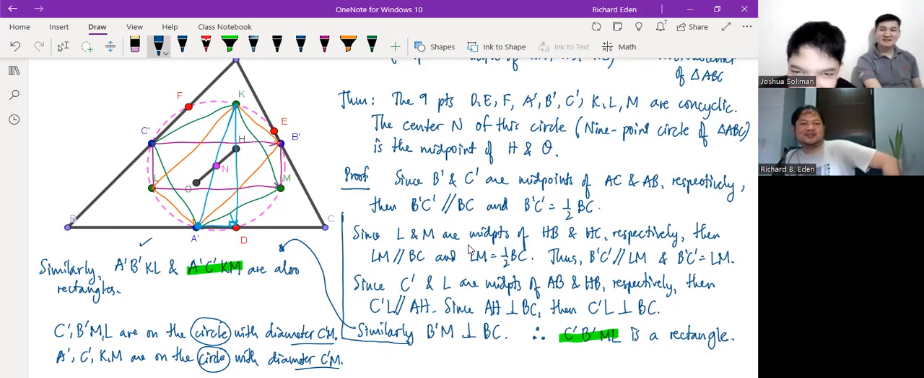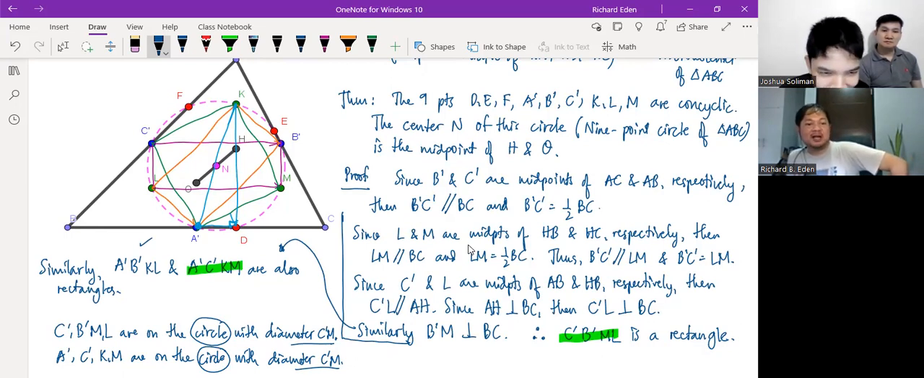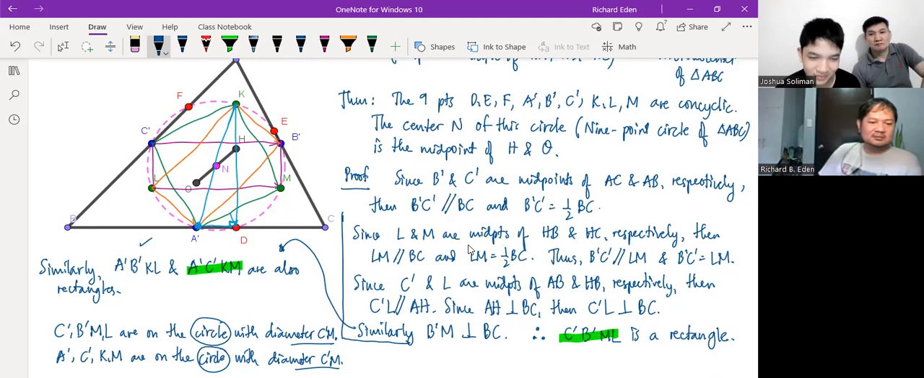Also, ganito, the radius of the 9-point circle is half the circumradius. So di ba the circumradius we denoted by big R? The radius of the circle through A, B, and C. So it turns out that for the 9-point circle, in other words, the radius of the 9-point circle is half of big R. So that's what we're gonna do next time we see each other.